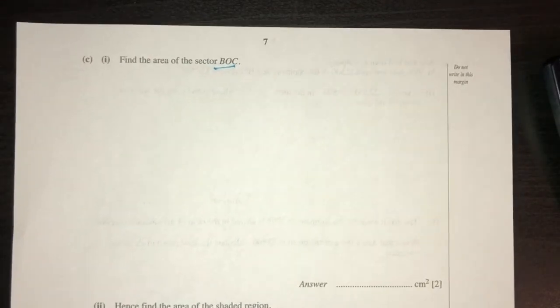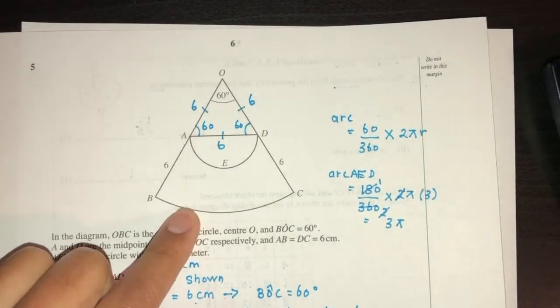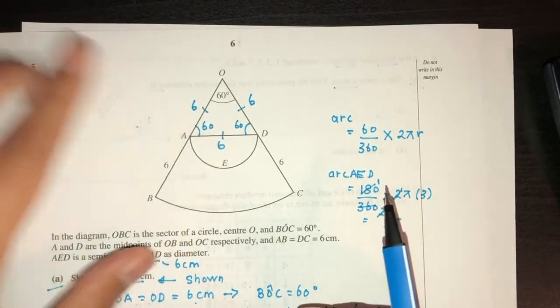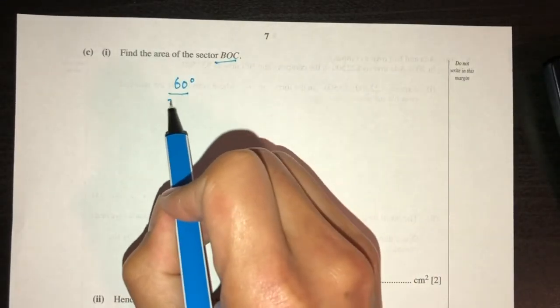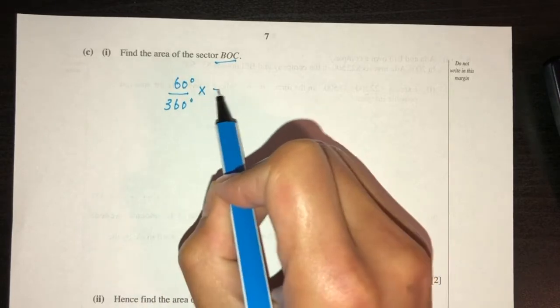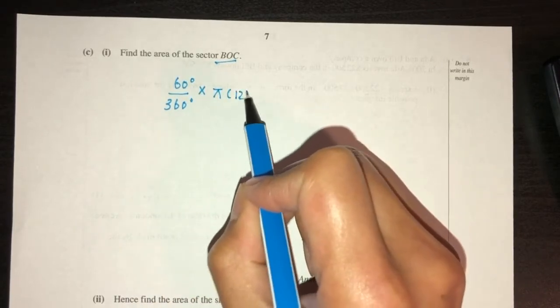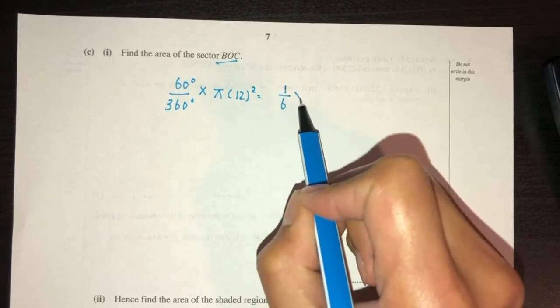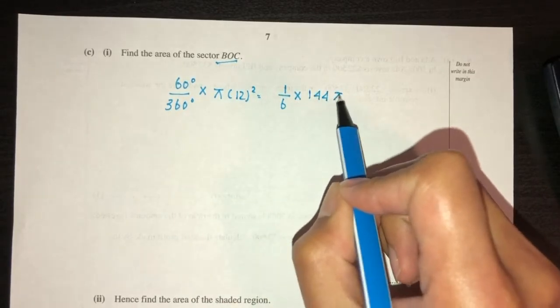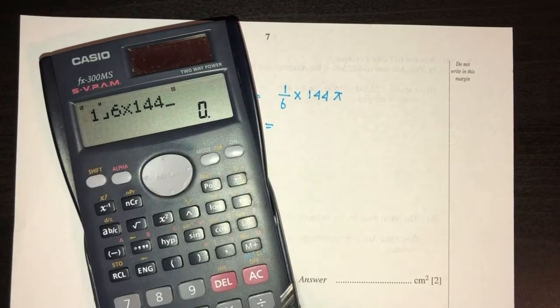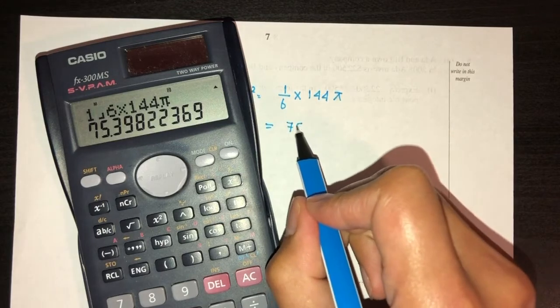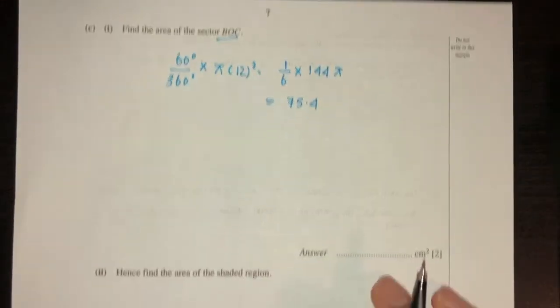Now for part C, find the area of sector BOC. So how do you find area of sector? We have radius of 12, we have angle, we can use the formula. So pretty easy, angle will be 60 degrees over 360 times pi r squared, where r squared is 12 squared. That will be 1 over 6 times 144 pi. So let's see, what do we have? 1 over 6 times 144 pi should be 75.4, correct to 3SF.